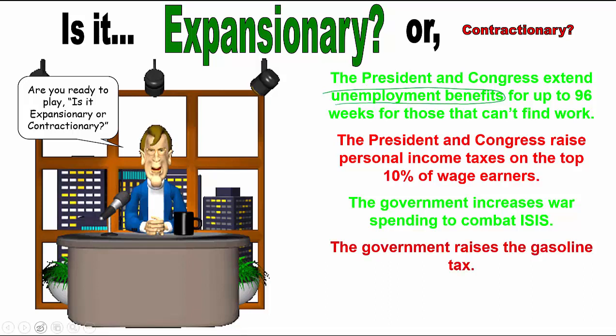So, just in case you didn't get all that from before, if something is expansionary, it's because the government is increasing spending or they are decreasing taxes. If it is contractionary, it's because the government is decreasing spending or the government is raising taxes. Okay? All right, let's roll on to the next thing.